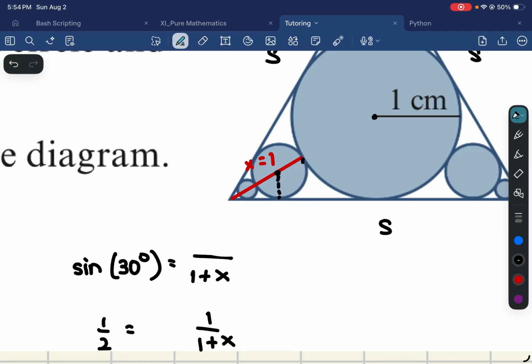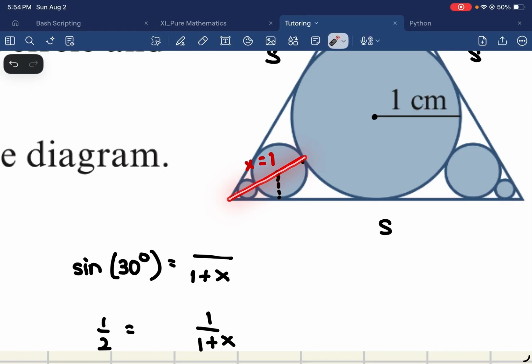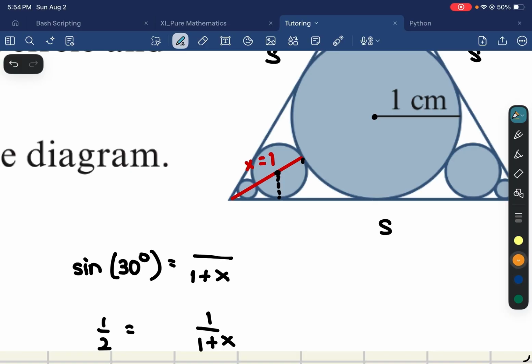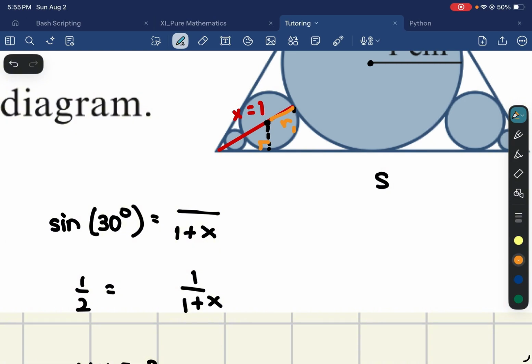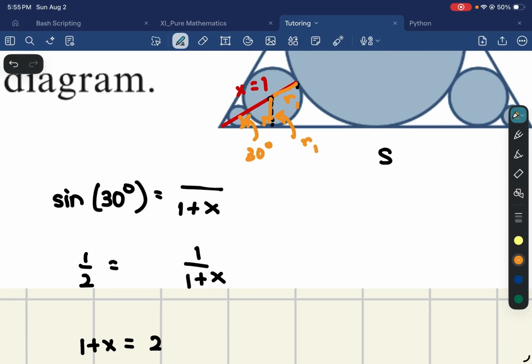All right. So I know that this whole thing has a length x. This is the radius of my medium circle, right? So I'm going to call the radius of my medium circle, this part, R1. All right. And this is, again, a 90-degree triangle. This angle is still going to be 30 degrees. And I know that this is also R1, because this is also the radius of the circle.